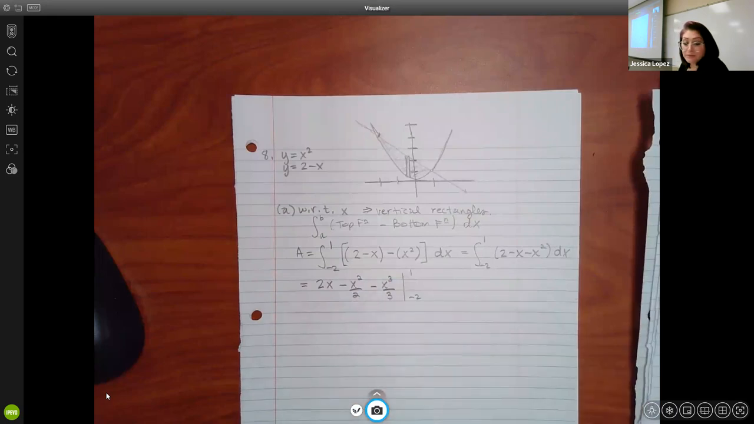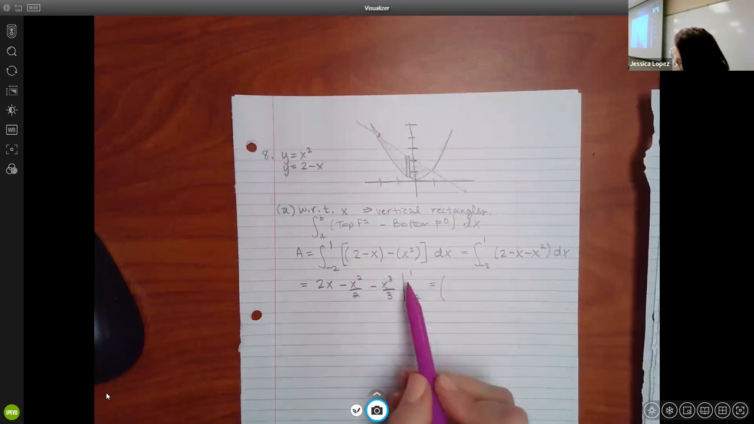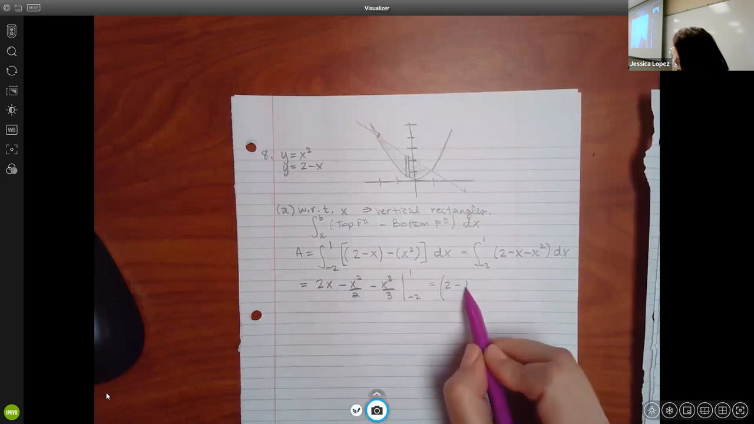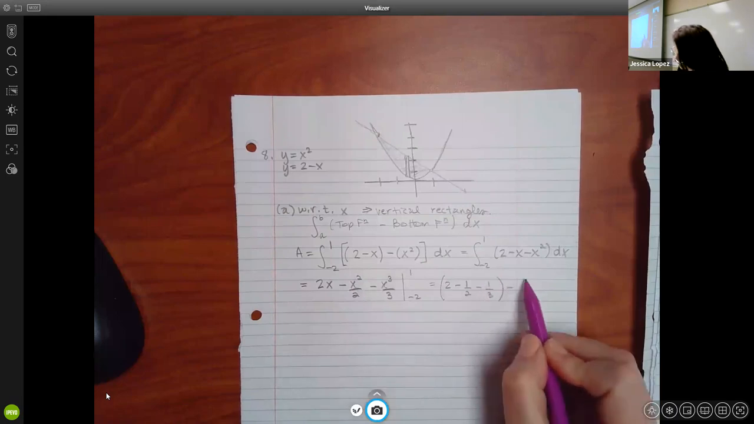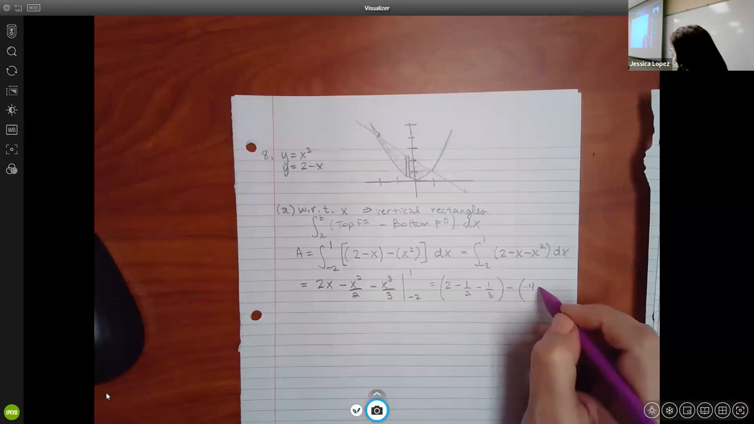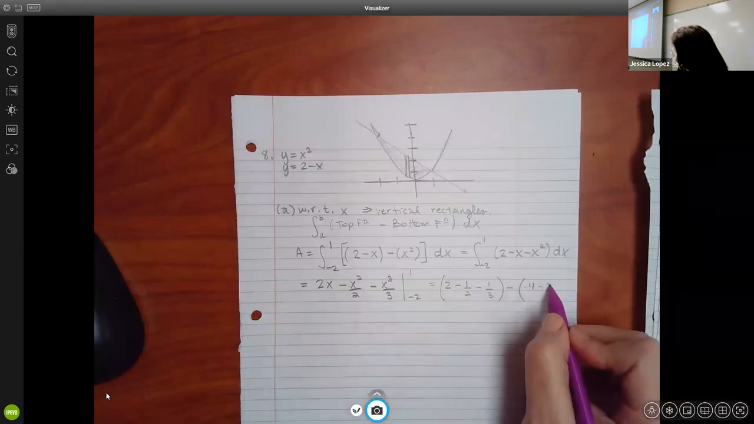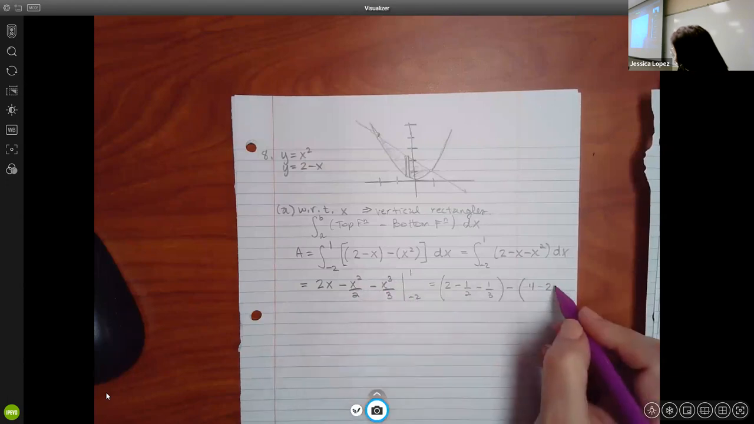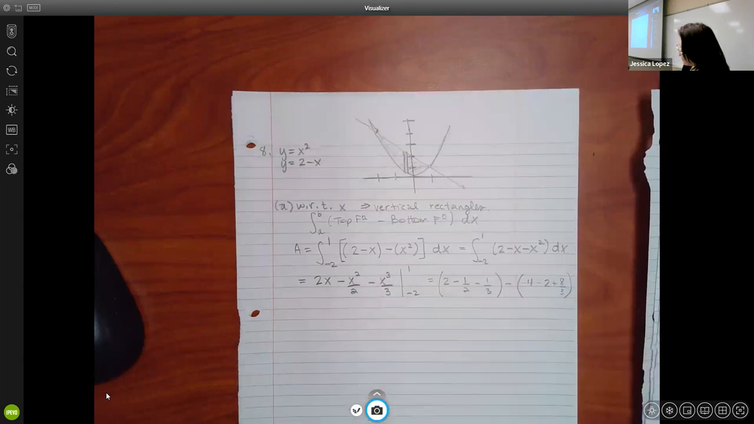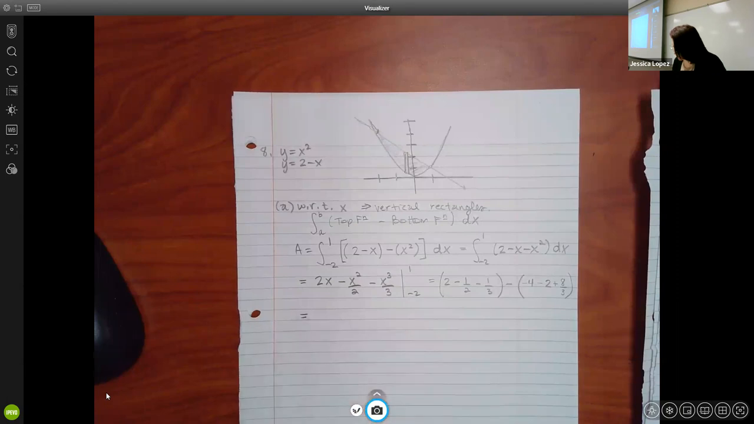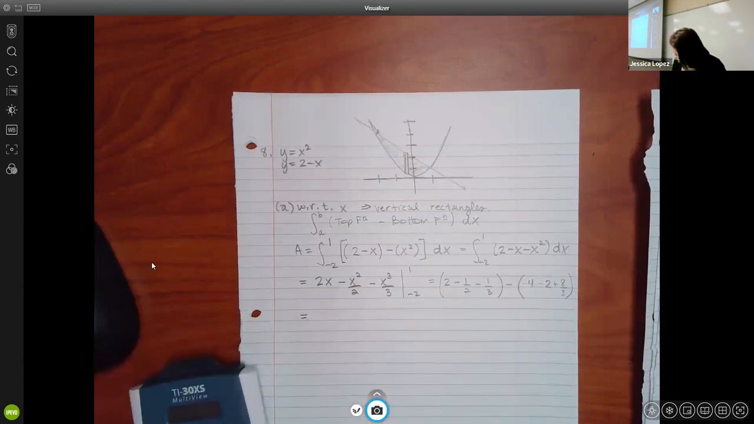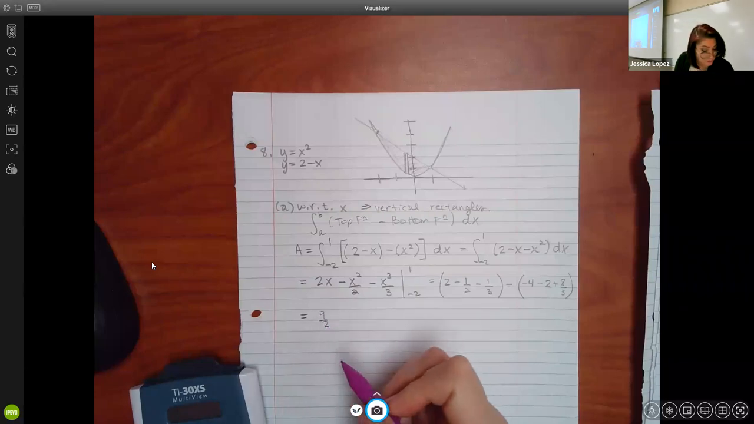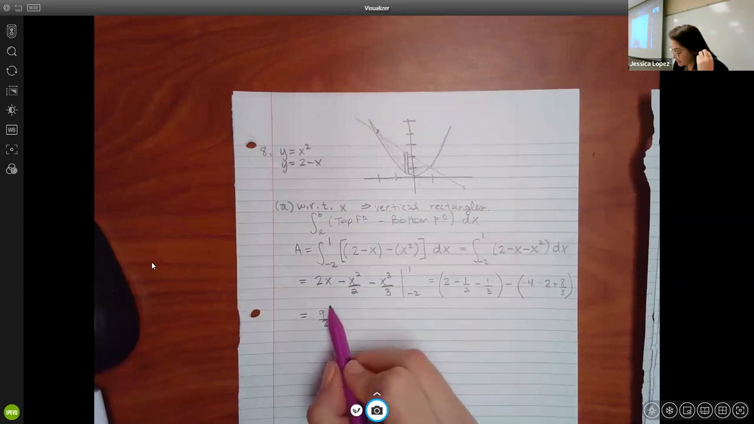And then we have to evaluate it at our bounds. So let's apply the fundamental theorem of calculus. I'll get 2, 1 over 2, and then 1 over 3. And when I plug in negative 2, I get negative 4. That'll be 4 divided by 2, which is 2. That'll be a negative and a negative, so positive 8 over 3. So 2 minus 1 half, minus 1/3, plus 4 plus 2 minus 8/3. And I get 9 over 2. So this is the area with respect to X.